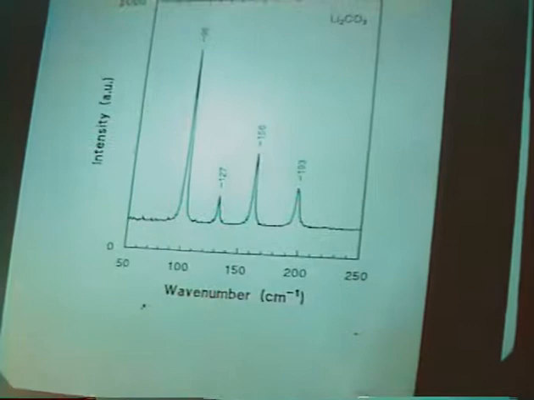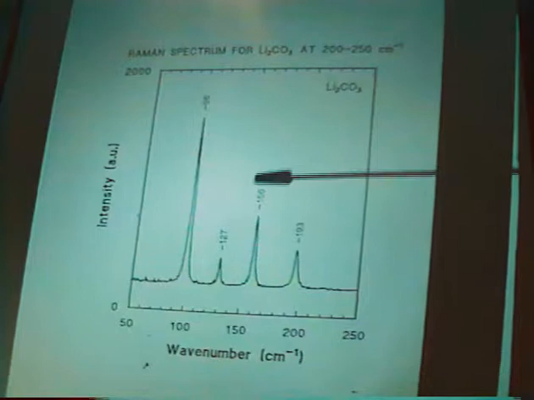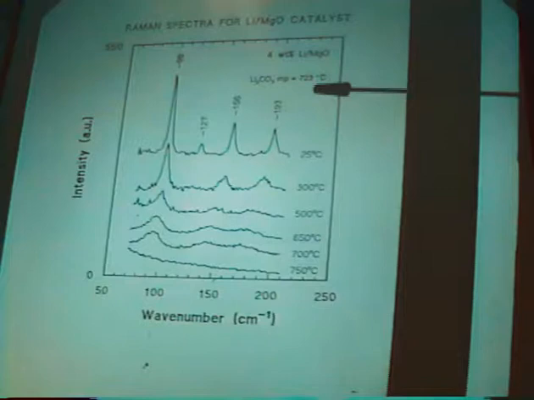Finally, I would like to come back to this question about a molten phase of lithium carbonate on the surface, and we can approach that the same way that we approached the molten sodium tungstate question in the previous catalyst. These are the lattice modes of lithium carbonate taken for pure lithium carbonate at room temperature. And you see, it has very clear lattice modes which we can follow as we heat the sample. And in this case, incidentally, lithium carbonate has a melting point of about 723 degrees.